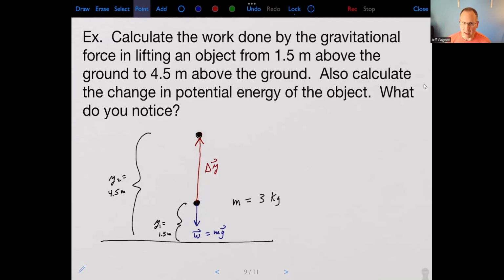Then what I want to do is calculate the change in potential energy. So notice that this object changes its vertical position, so it has a change in potential energy. I want to calculate the change in potential energy of this object and then compare the two.